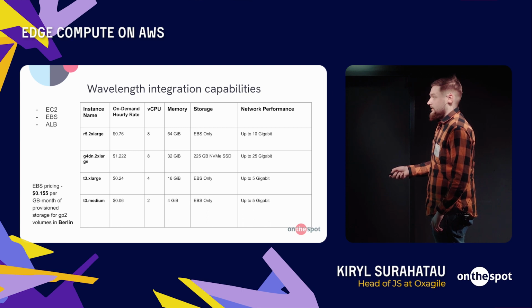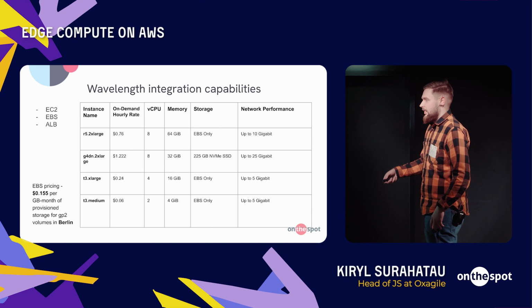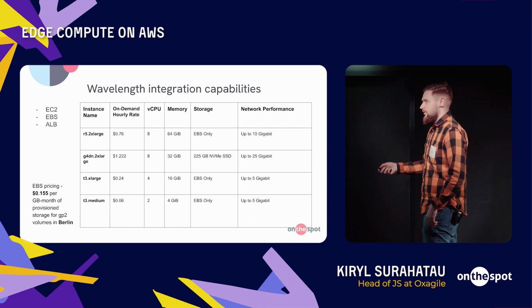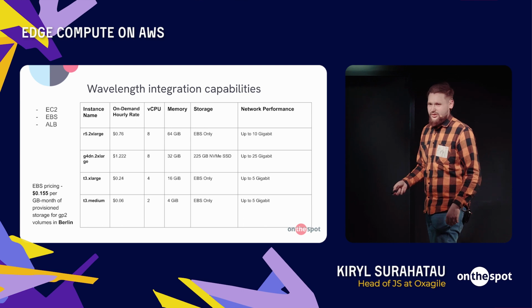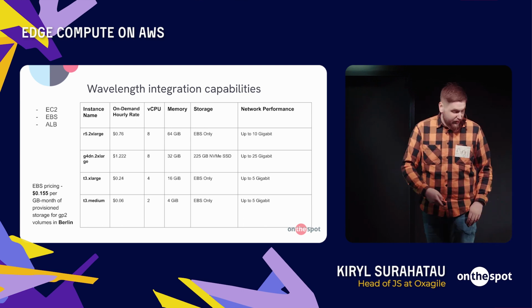EBS pricing is more expensive compared to other regions. It's 15 cents per gigabyte-month of provisioned storage for GP2, so it's better not to store in wavelength zones anything that you're not actively using.